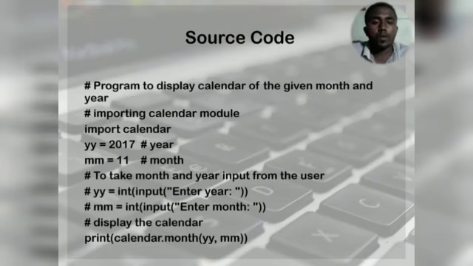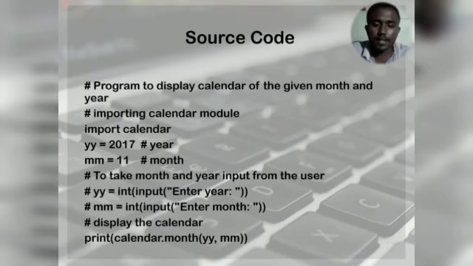Source code. Program to display calendar of the given month and year. Importing calendar module. Import calendar. We are importing our module by using import keyword. Yes, we are using variables here. YY is equal to 2017, that is for month is equal to 11.